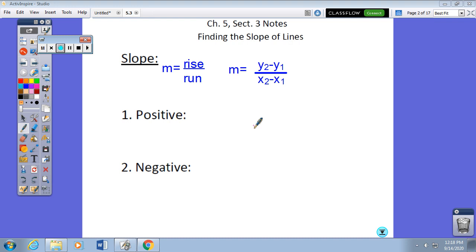In this lesson, we are going to look at slope, and we're going to find the slope of lines. So let's talk about what slope is. We look at it in terms of m equals rise over run. Here's our formula, m equals y2 minus y1 over x2 minus x1. Okay, and we're talking about slope of lines here.